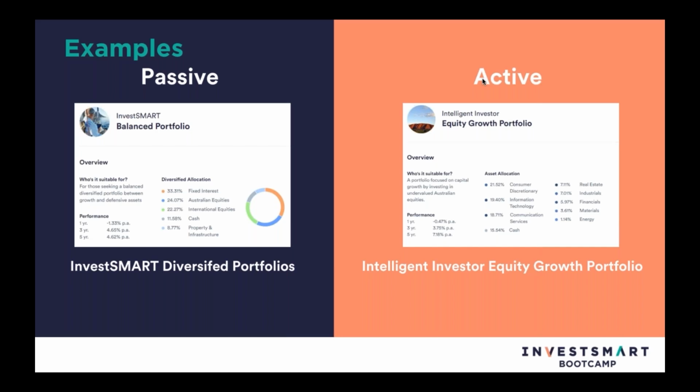It's just going to get the same returns as it does, less any fees involved. On the other hand, you've got the active side. An intelligent investor, which does a lot of these stock recommendations and research, they have their own portfolios as well. So they've got one that's called the equity growth, and it's basically focusing on undervalued companies and investing in them with the hope that they increase in capital value.